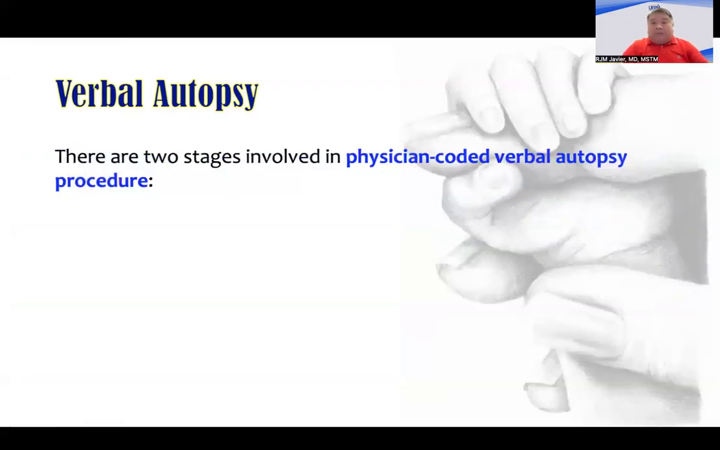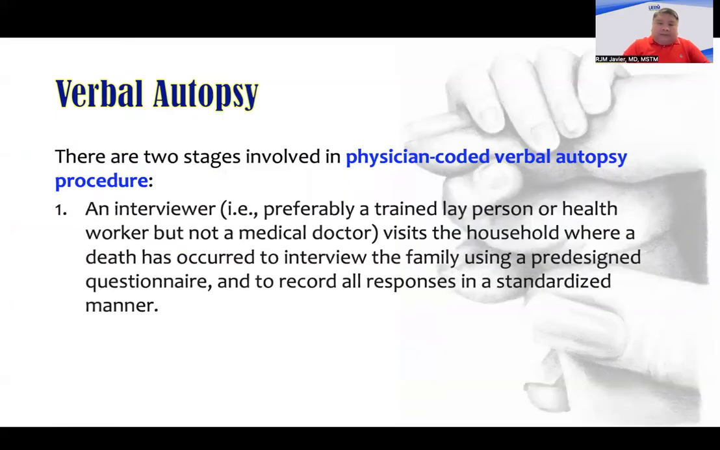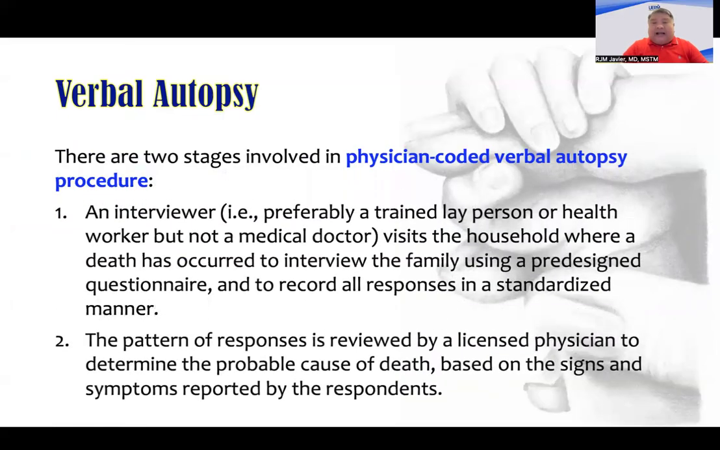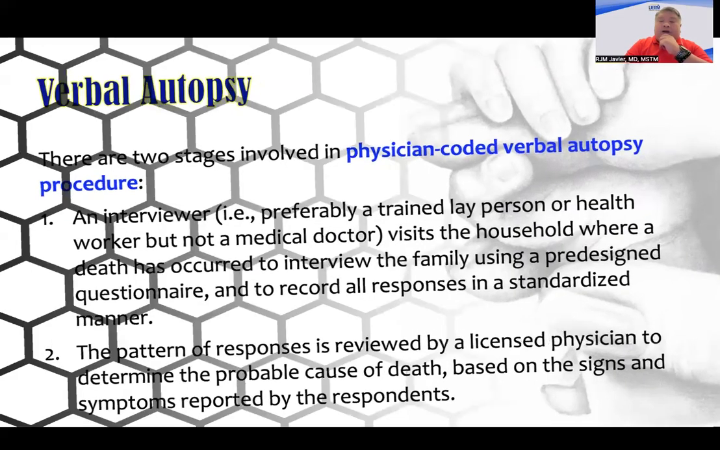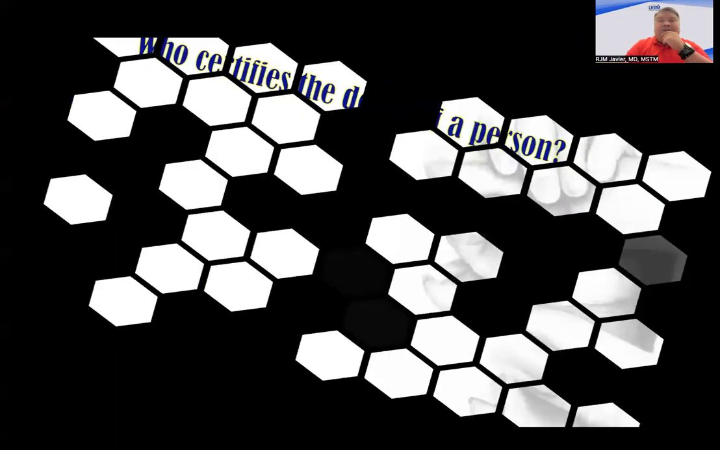When you do the verbal autopsy, there is a physician-coded verbal autopsy procedure. The interviewer visits the household where the death occurred to interview the family members, and there is a pre-designed questionnaire that you utilize, and you try to record all responses in a standardized manner. Then the pattern of responses will be reviewed by the licensed physician to determine the probable cause of death based on the signs and symptoms reported by the respondents.